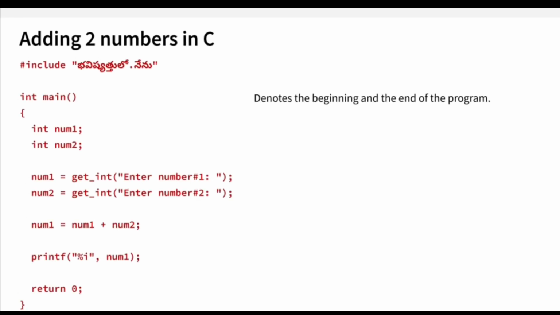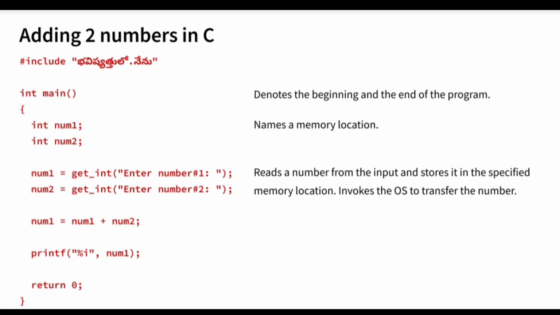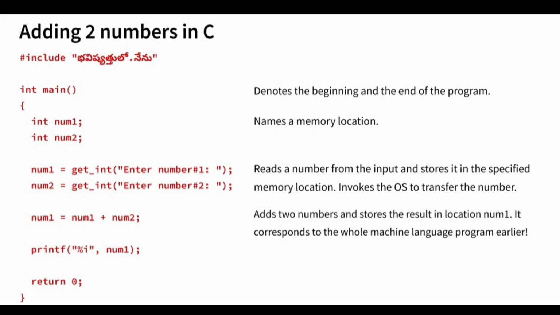Here you can see in C language how to add two numbers and what the meaning of those is. The curly braces denote the beginning and the ending of the program, and you specify int num1 and num2, which are the memory locations the CPU has to take. Here you can see num1 is equal to get_int, enter the number 1. Here it reads a number from the input and stores it in the specified memory location. Then num1 is equal to num1 plus num2. Here it adds two numbers and stores the result in the location num1. It corresponds to the whole machine language program earlier.